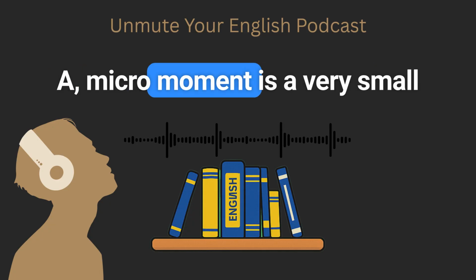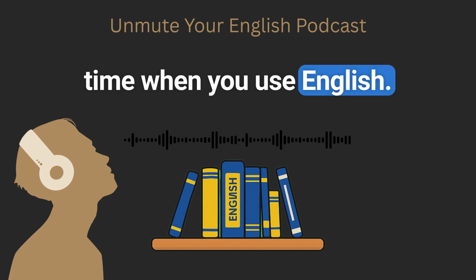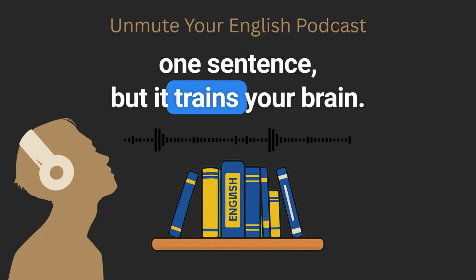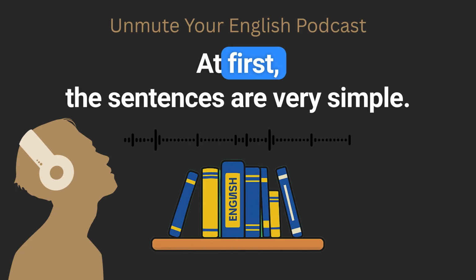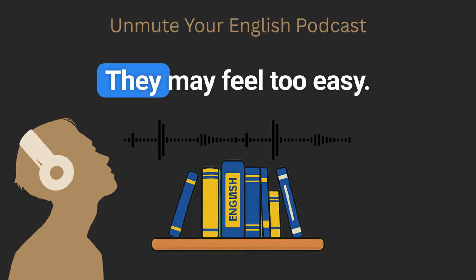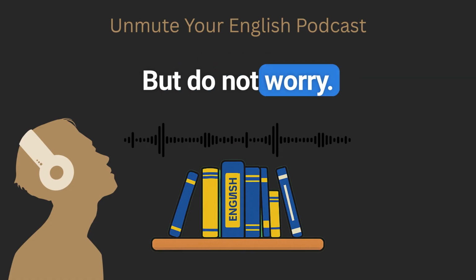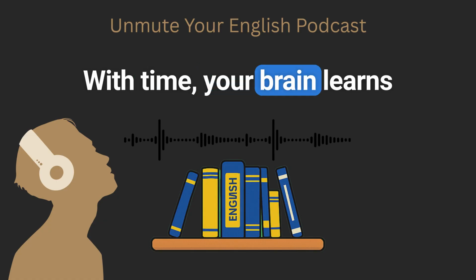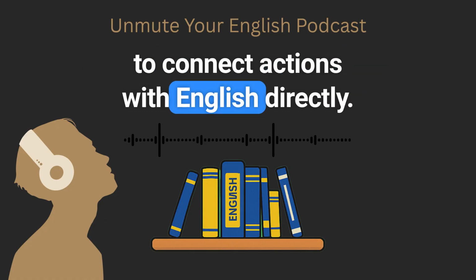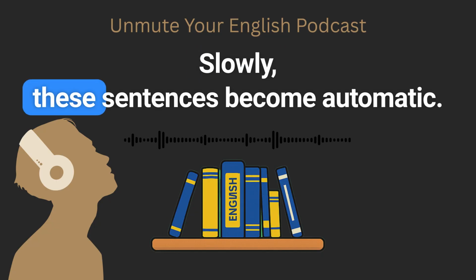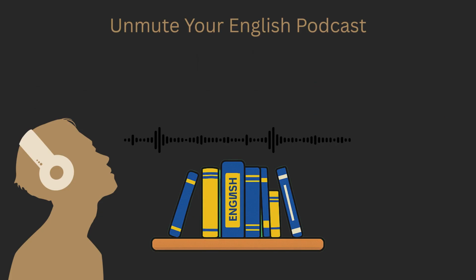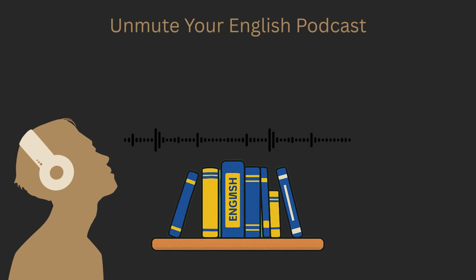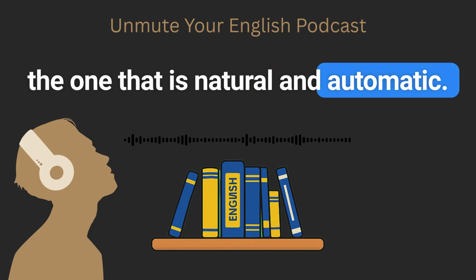A micro moment is a very small time when you use English. It can be only 3 seconds or only one sentence, but it trains your brain. At first, the sentences are very simple. They may feel too easy, but do not worry. Easy is good, easy is powerful. With time, your brain learns to connect actions with English directly. Slowly, these sentences become automatic. This is how you move from the slow system to the fast system, the one that is natural and automatic.